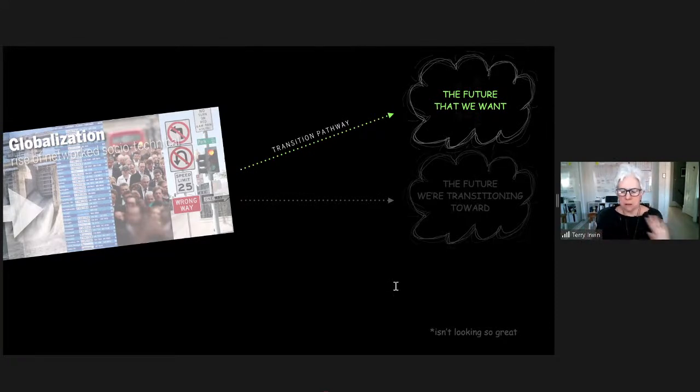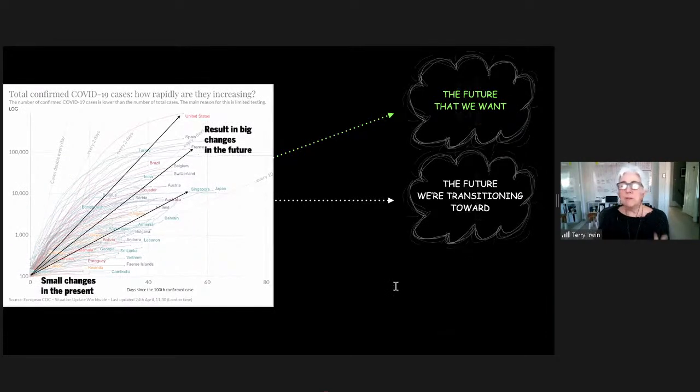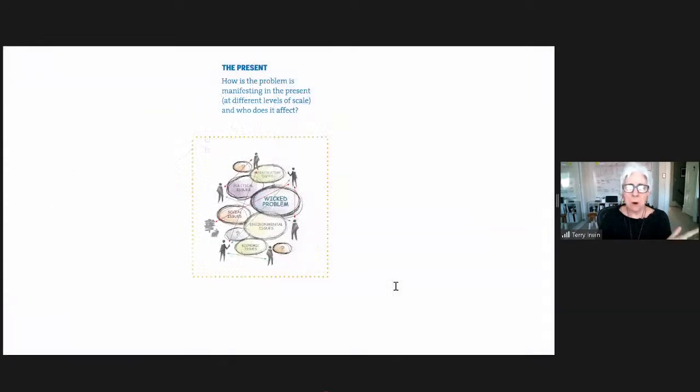Now, I know it sounds like an impossible undertaking, but if we use the current situation to think about transition trajectories, we see that all of these countries started out at more or less the same place. And we've learned that small changes in the present can make a big difference in where you end up in the future. Transition design is essentially an approach to intentionally shift transition trajectories. And this is where the future becomes a crucial part of the problem frame. We need to agree on what we're transitioning toward. And here's how it works.